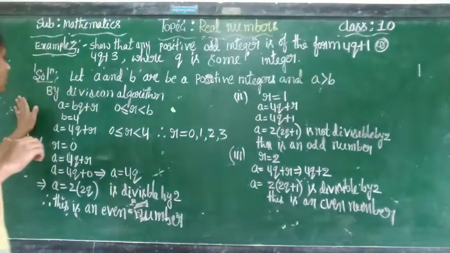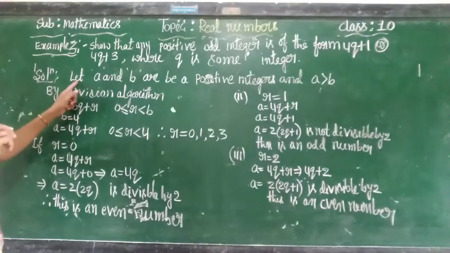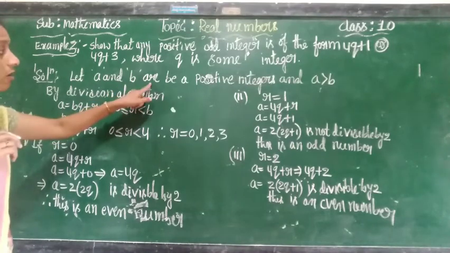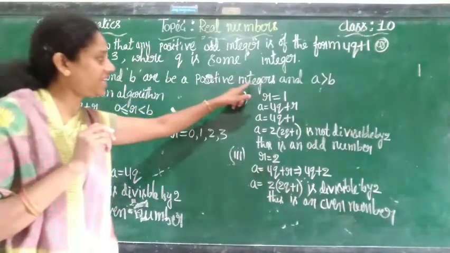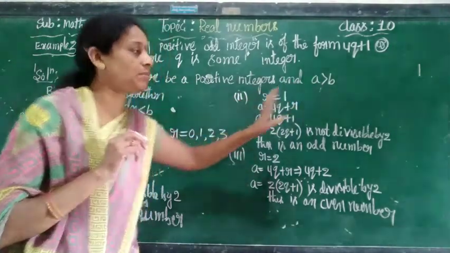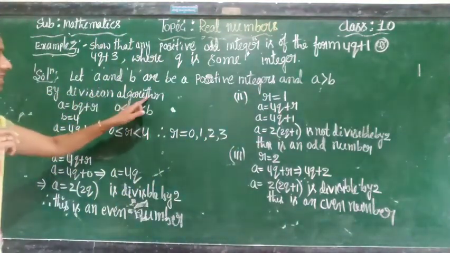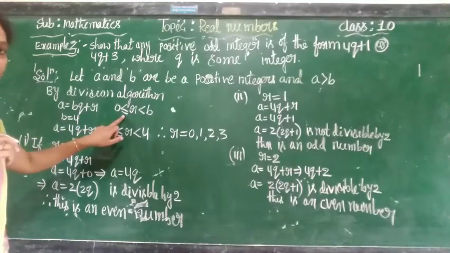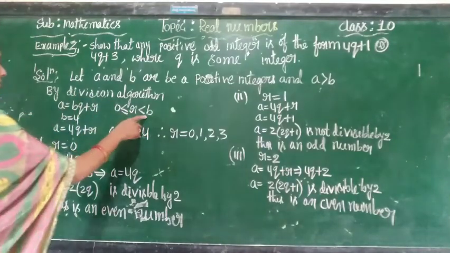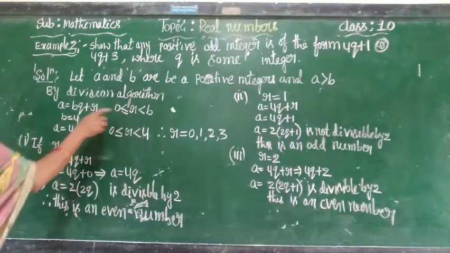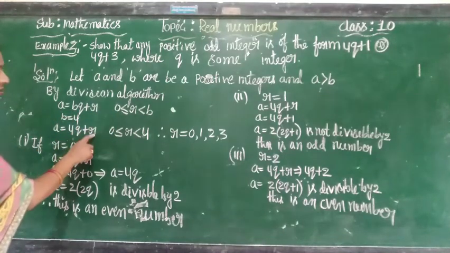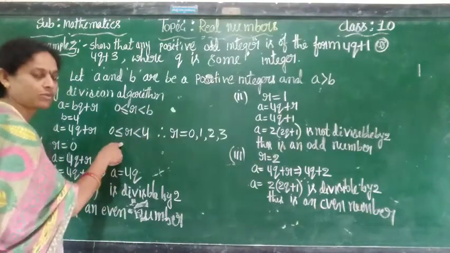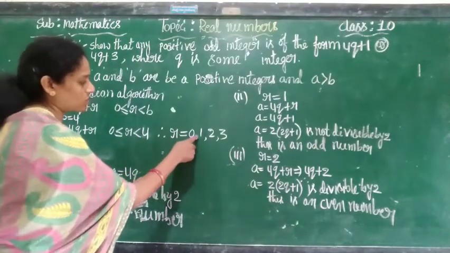First, the solution. Let a and b be positive integers and a greater than b. By the division algorithm, a is equal to bq plus r, 0 less than or equal to r less than b. If b is equal to 4, a is equal to 4q plus r, 0 less than or equal to r less than 4. r is equal to 0, 1, 2, 3.